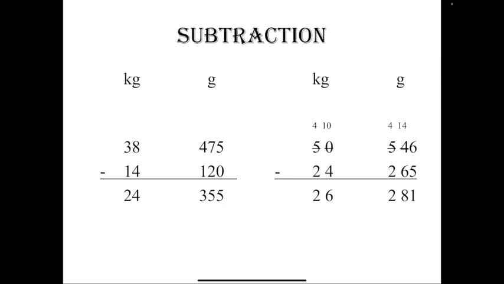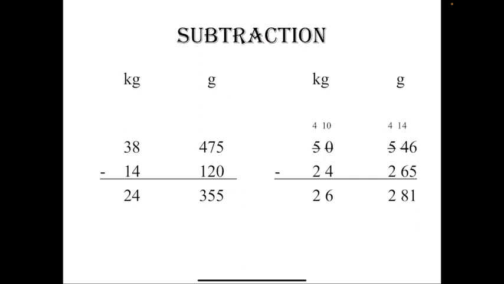Now moving to the next column, it is 0. And in the second line it is written 4. You have to subtract 4 from 0, which you know is not possible. So again what we will do? We will borrow. So 0 will become 10. So from 10 if you subtract 4 you will get 6. And in the next column 4 minus 2 you will get 2. So what is your answer now? Your answer is 26 kilograms 281 grams.